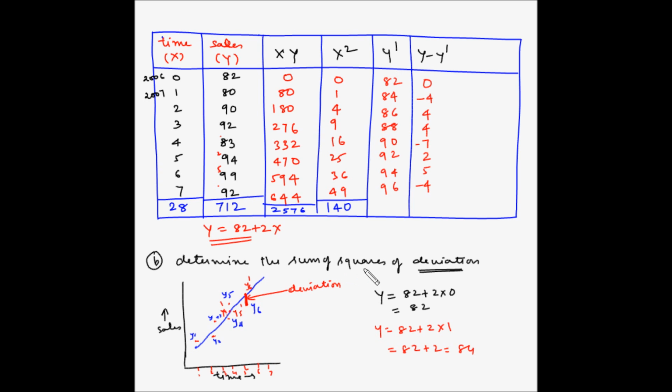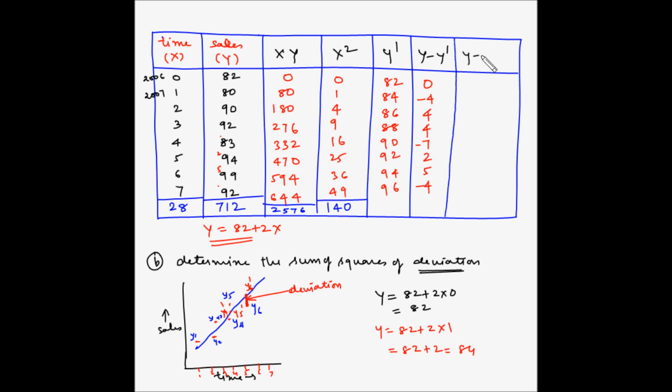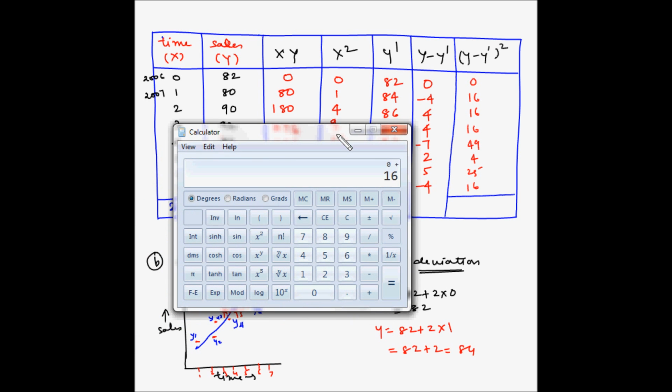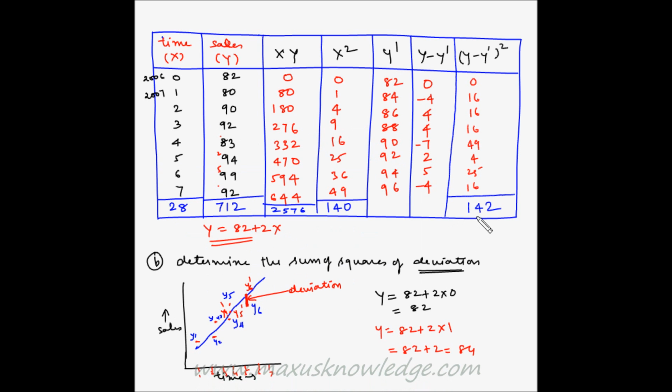but we need to find the sum of squares of deviations. So we need to find the square of these values. So y minus y dash square. So this is 0, 16, 16, 16, 49, 4, 25, 16. Now we have found the squares of the deviation. We need to find the sum of squares of deviation. So we will add all these up. So let me pull the calculator here. So 0 plus 16 plus 16 plus 16 plus 49 plus 4 plus 25 plus 16. So this is 142. So this is the sum of squares of deviation.